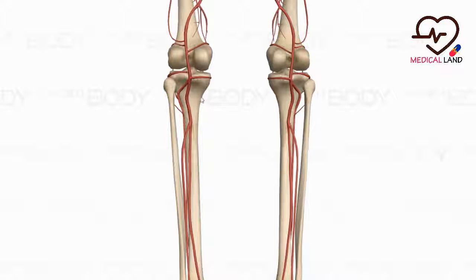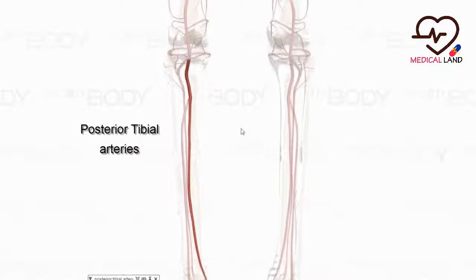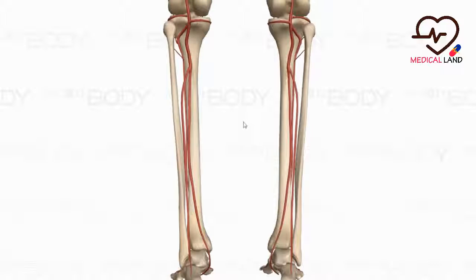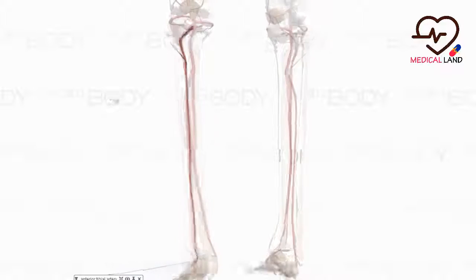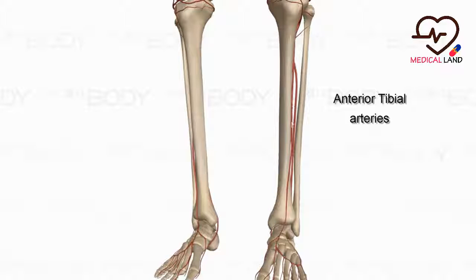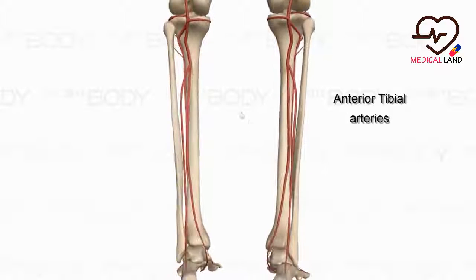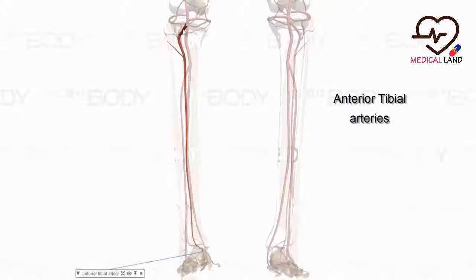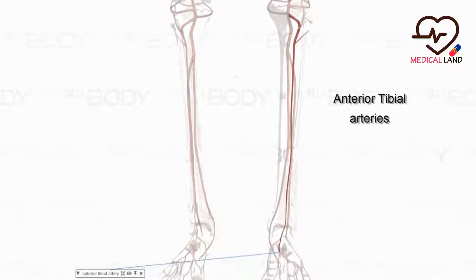Okay, so we have the popliteal artery that then continues on down behind the tibia. So if it's behind the tibia, a good name for that is going to be the posterior tibial artery. And so there we have the posterior tibial artery. Now a branch coming off of that is going to go toward the front of the tibia, and that is going to be our anterior tibial artery. So here's the anterior tibial artery.